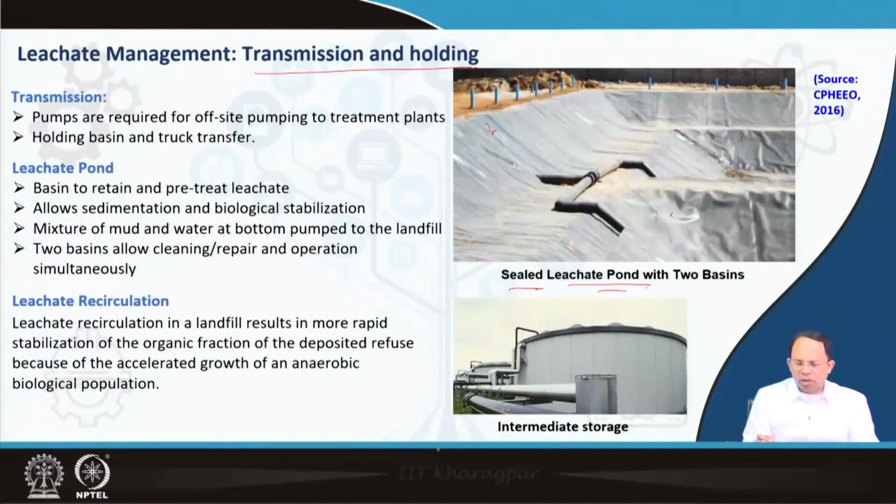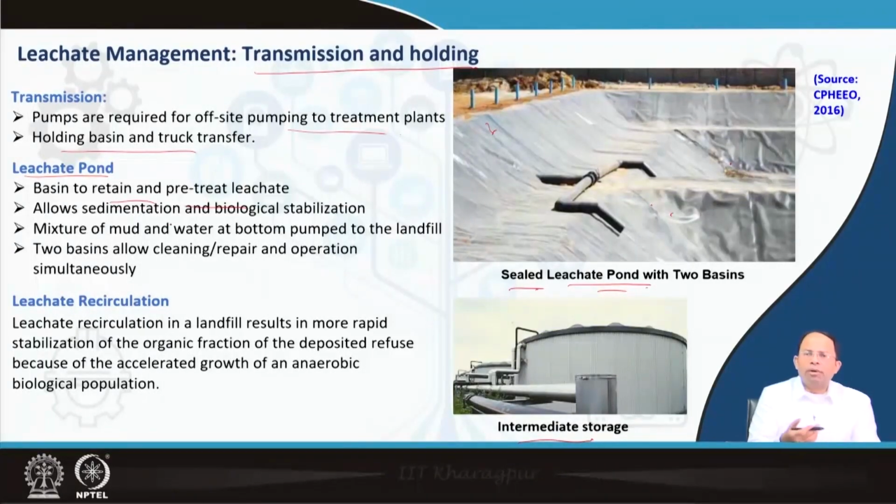Or we can store the leachate in some intermediate storage tanks as well, right? So pumps are required for offsite pumping to treatment plants, or we can hold the leachate in some holding basin for eventually transferring it via trucks to the treatment plant. So the leachate pond is for retaining, and some amount of pre-treatment can happen in this leachate pond.